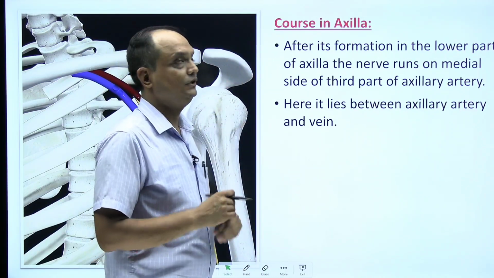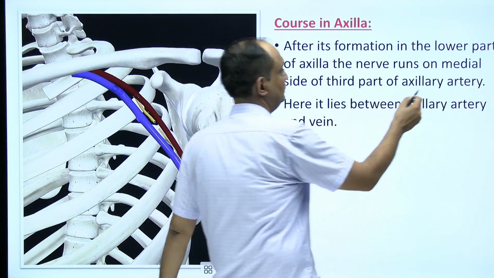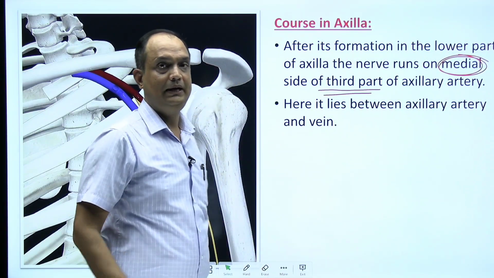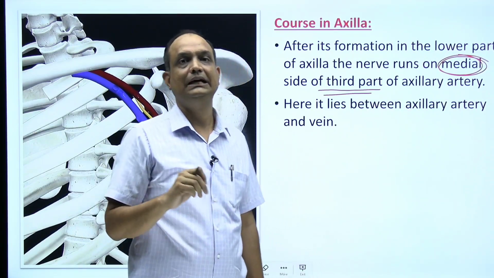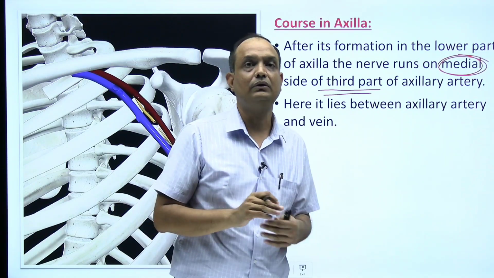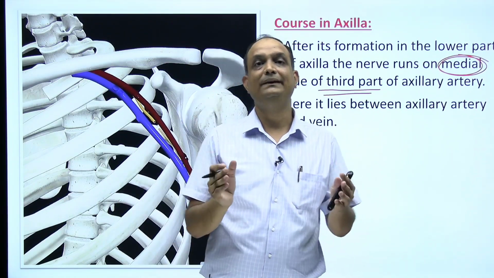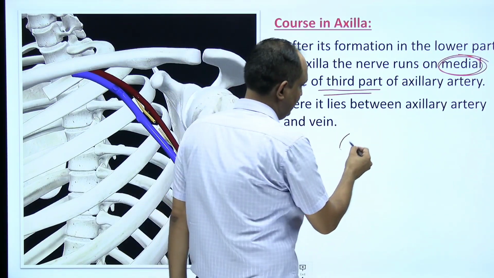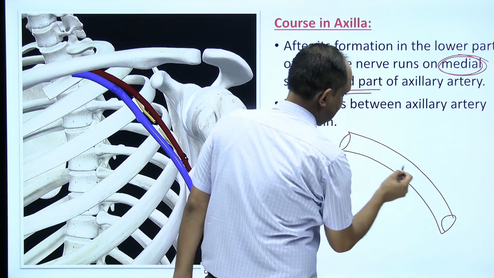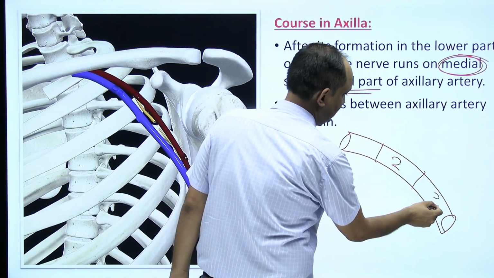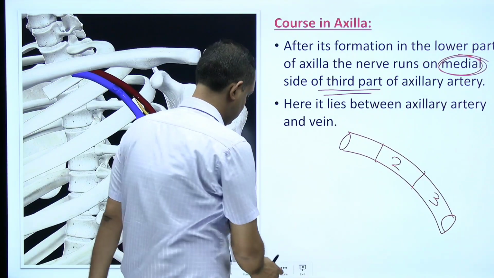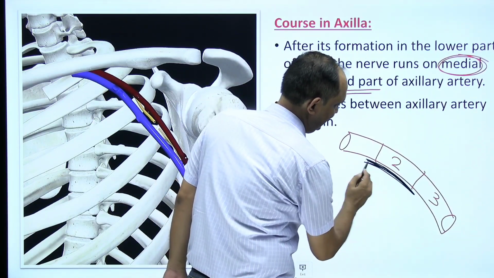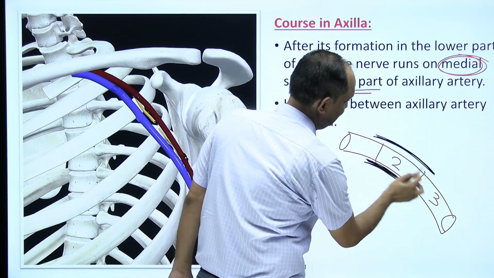Now, after its formation in the lower part of the axilla, the nerve runs on the medial side of the third part of axillary artery. Now, my dear friends, you have to keep in mind that we are giving the names to different cords of the brachial plexus on the basis of their relation with the second part of axillary artery. So, when you have the axillary artery, and suppose this is the second part, and this is the third part, where is the medial cord? The medial cord lies medial to this second part. And where is the lateral cord? Lateral cord is lateral to the second part.